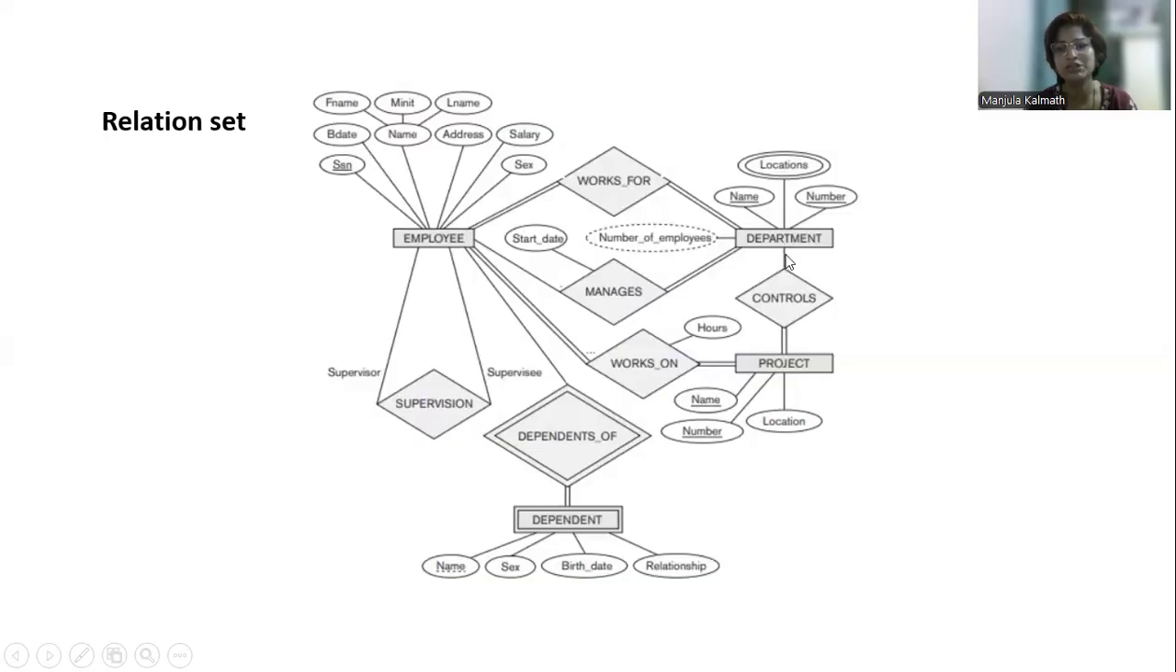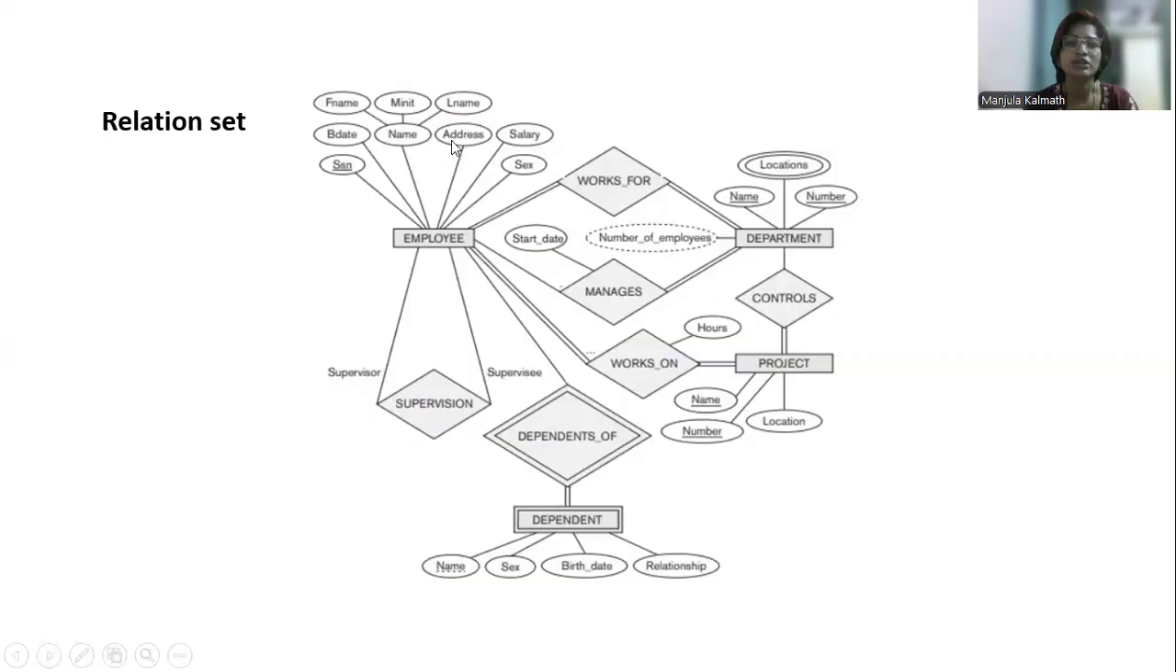Here in this relation it is a single line, partial participation. Department is partially participating in the relation controls. And project is participating completely in the controls relation. Like this, we can notice two types of relation constraints here. That is participation constraints.